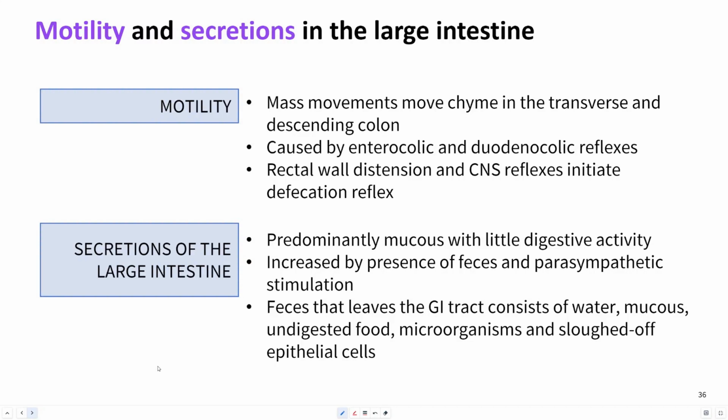Predominantly, the secretions in the large intestine have very little to do with digestive activity. At this point, most of the stuff that's in there is going to become fecal matter. So feces then leaves the GI tract, mostly composed of water, mucus, undigested fiber, food parts, microorganisms, and also broken off epithelial cells. Accessory organs.